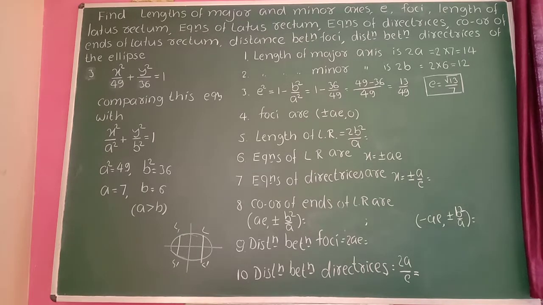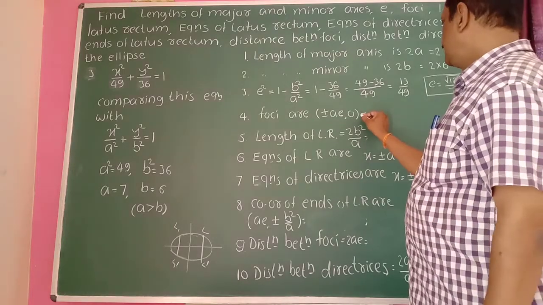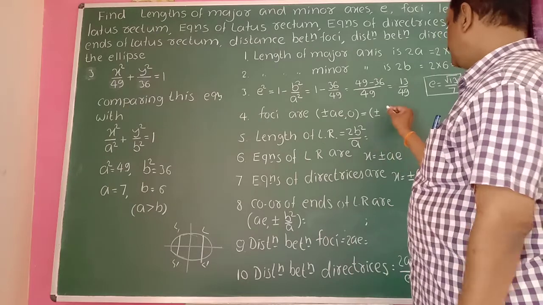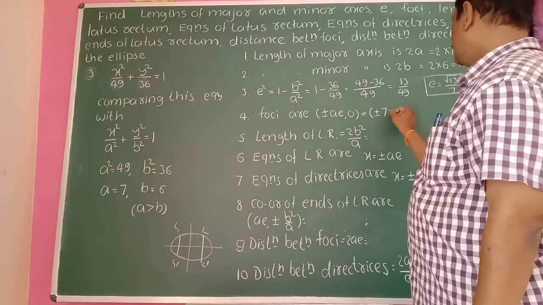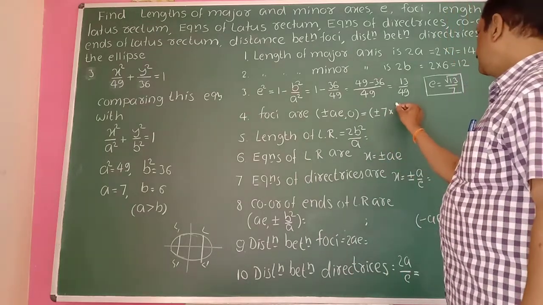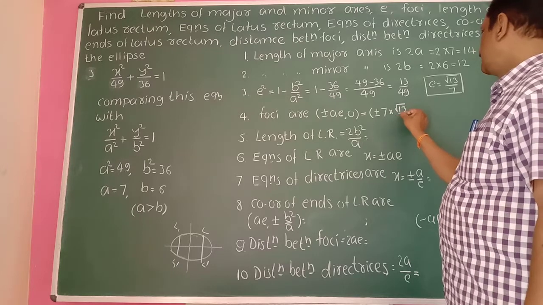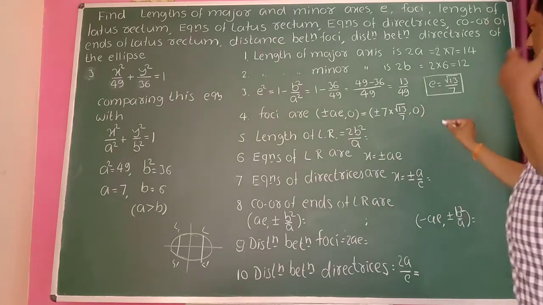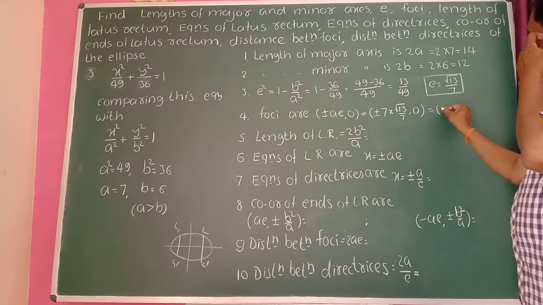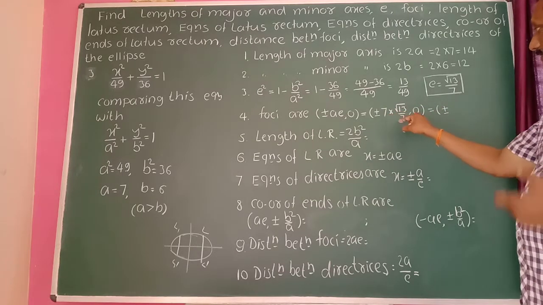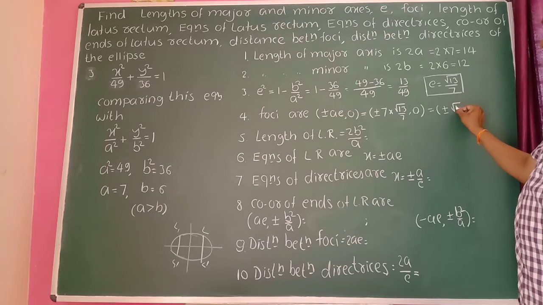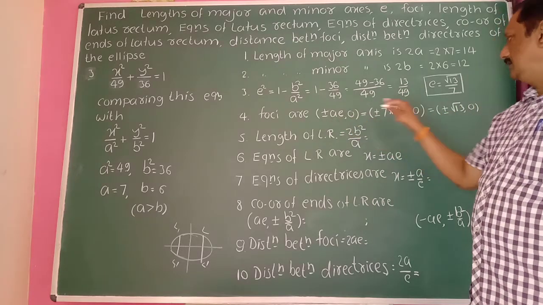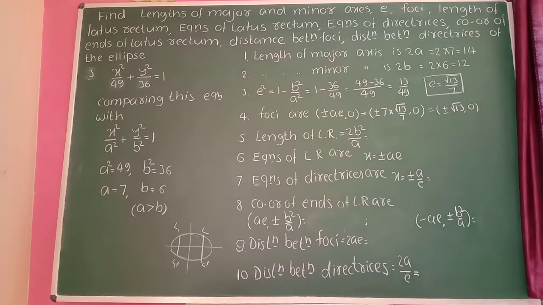Then the foci are plus or minus a into e comma 0. The a value is 7, so 7 into root of 13 divided by 7, comma 0. Therefore this is equal to plus or minus 7, 7 cancels, root of 13, comma 0. So a into e is root of 13.